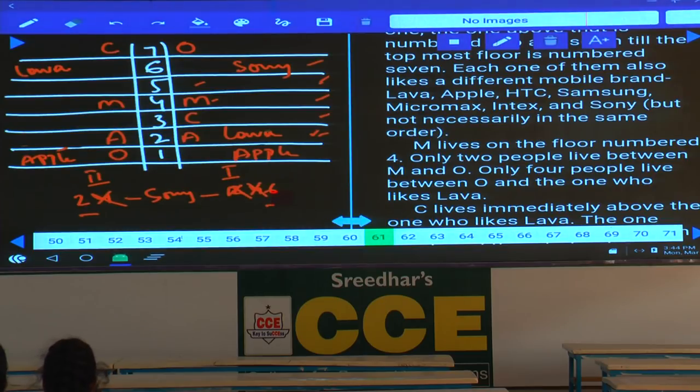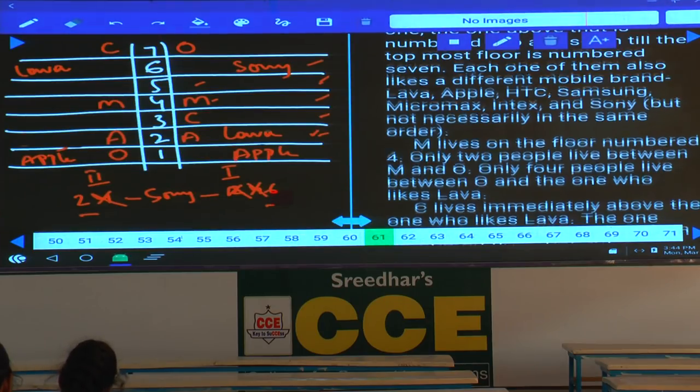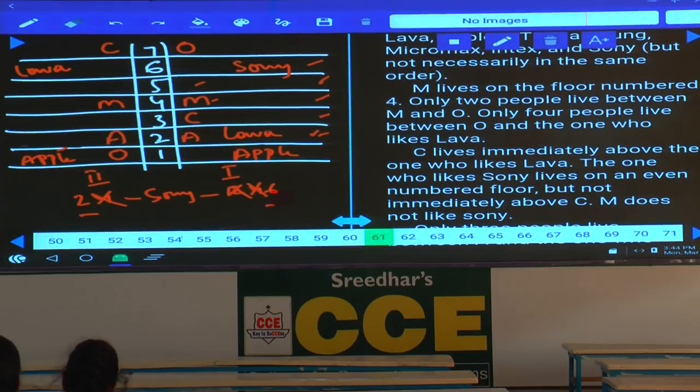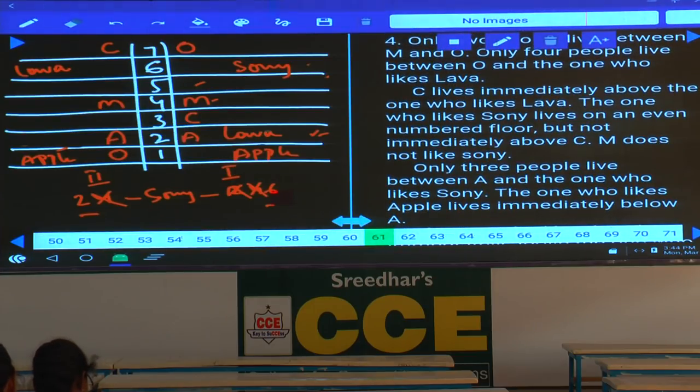First condition, M lives on floor number 4. Two people between M and O. Four people live between O and the one who likes lava. 1, 2, 3, 4. Four in between O and the one who likes lava. Next one. And C lives immediately above the one who likes lava.